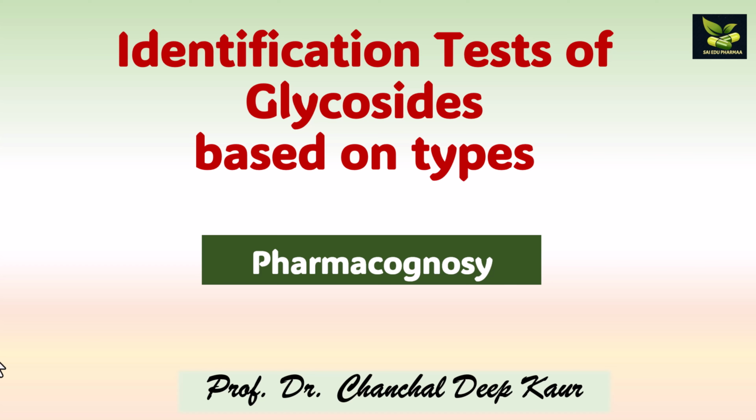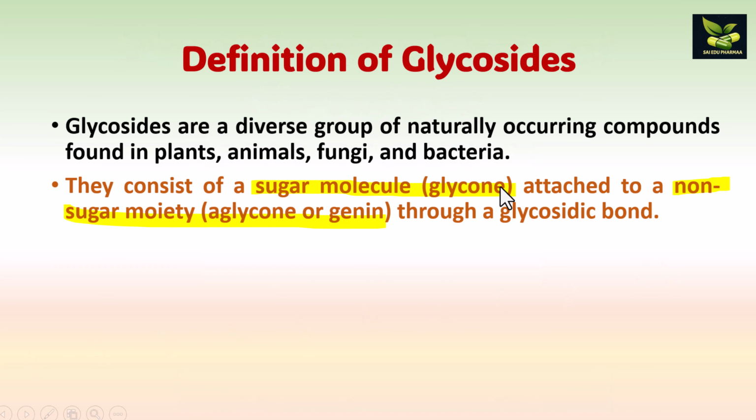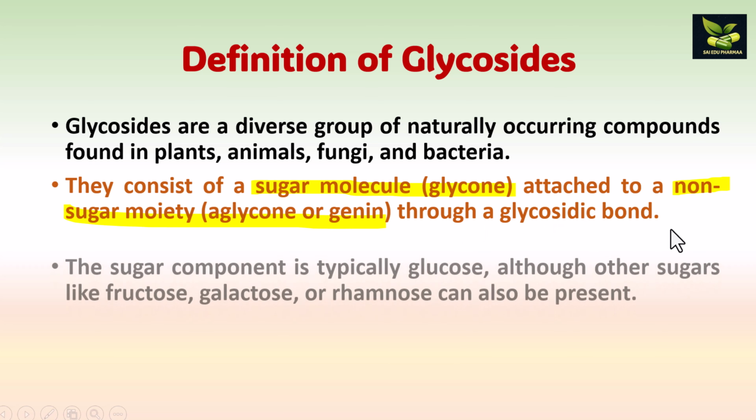Today we are going to discuss a topic of pharmacognosy, the identification tests of glycosides based on types. So what are glycosides? Glycosides are basically organic compounds and they are present naturally in plants, animals, fungi and bacteria. Basically, they consist of a sugar molecule which is called glycon and it is attached to a non-sugar moiety which is called aglycon or genin with the help of a glycosidic bond.